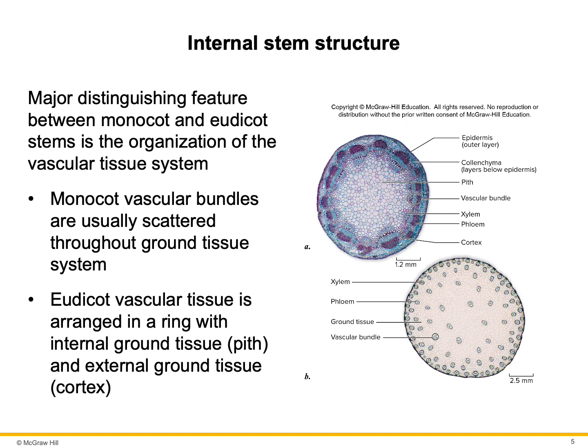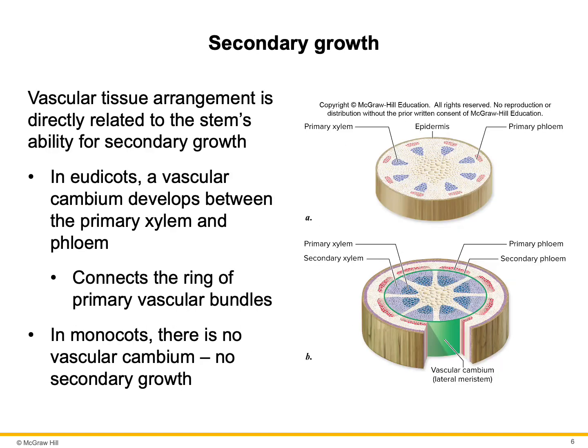Their vascular bundles are arranged in a ring. When compared with a monocot stem, shown in picture B, you don't see this ring structure, and the vascular bundles are scattered in the ground tissue, so you can easily distinguish between the cross sections of monocot and eudicot stems. This ring arrangement of vascular bundles in eudicots may be directly related to their ability to undergo secondary growth.